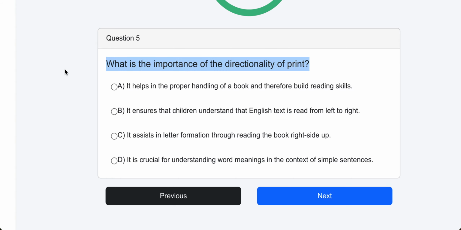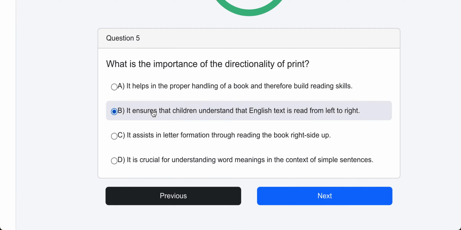Moving on to question number 5, here we go. This reads, what is the importance of the directionality of print? This one's really important to know for your upcoming RICA test. Take a moment here to select answer option A, B, C, or D, and then we'll talk about it. All right, so directionality of print. Understanding print directionality is important as it guides our students on how to read English texts correctly, starting at the top left corner, and then in English we read from left to right, from top to bottom. So we're going to go ahead and select answer option letter B.